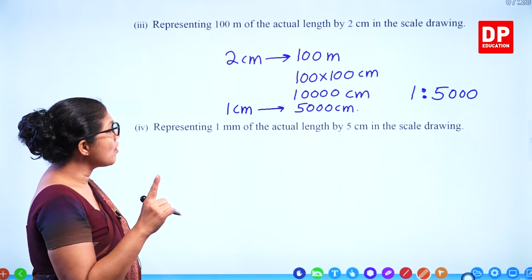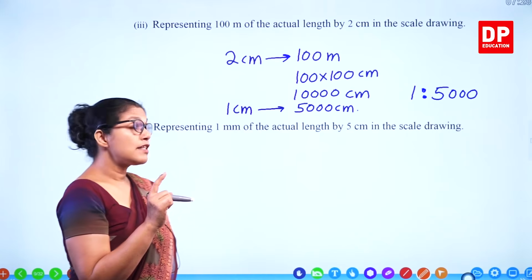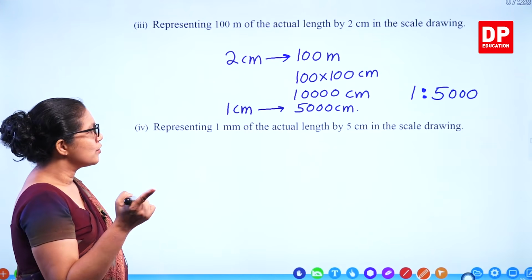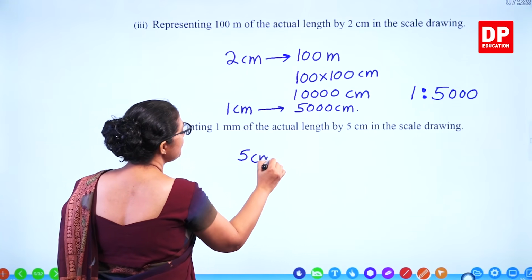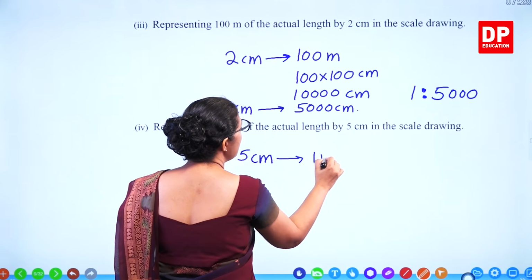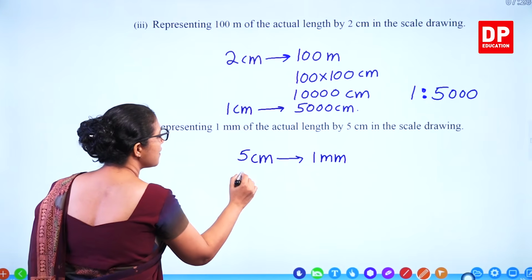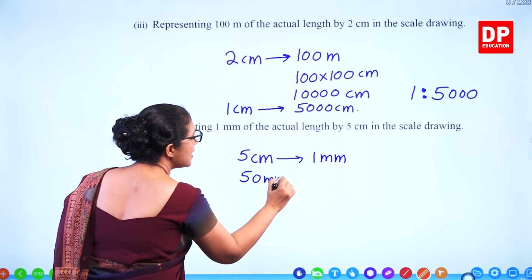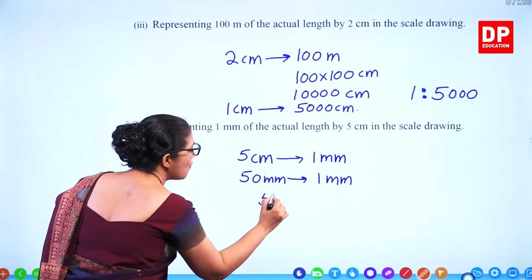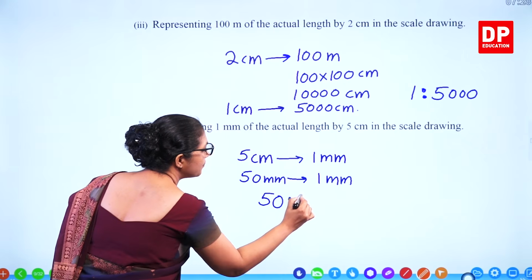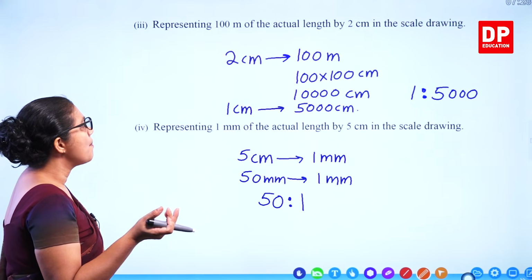Representing 1 millimeter of the actual length by 5 centimeters in the scale drawing. So this is smaller to bigger. So you have to take 5 centimeters represents 1 millimeter. Now convert to millimeters. Multiply by 10. 50 millimeters is 1 millimeter. Now the scale is 50 to 1. We are increasing the length, smaller one to a bigger one.